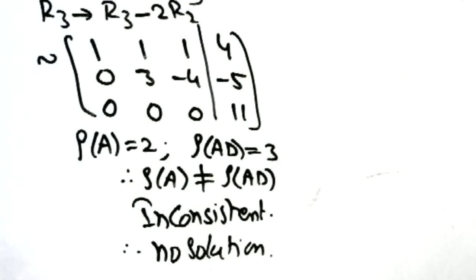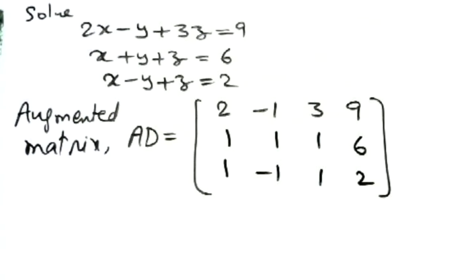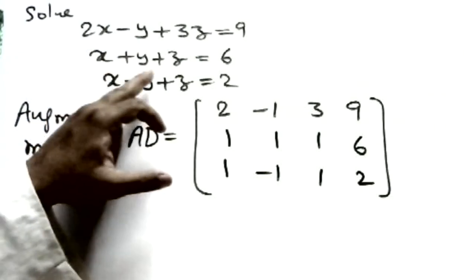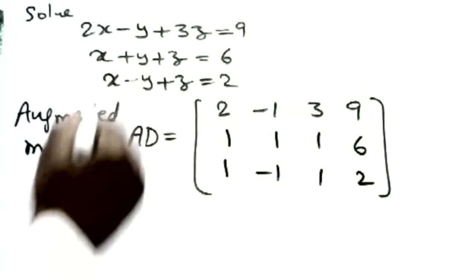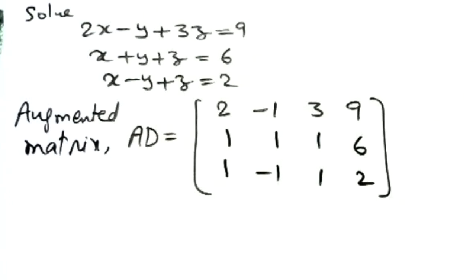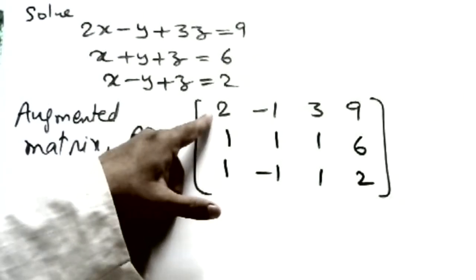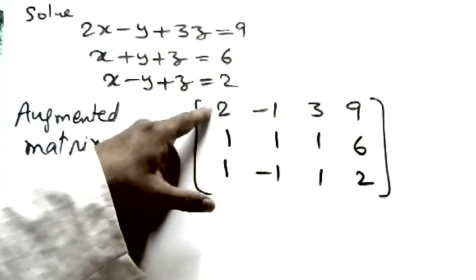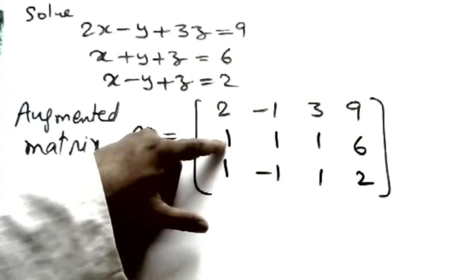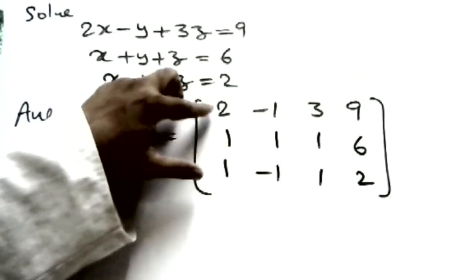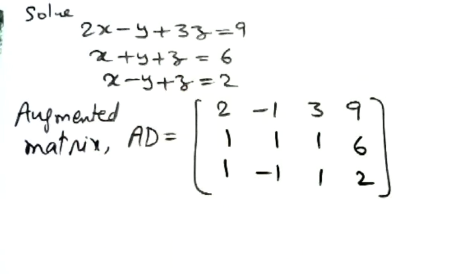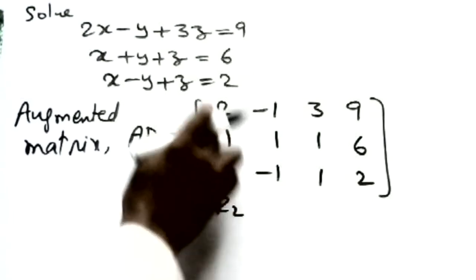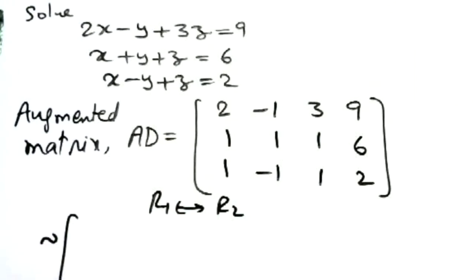So let me do one more question. See, one more question is there on the board. Now I have written the augmented matrix: 2, minus 1, 3, 9; 1, 1, 1, 6; 1, minus 1, 1, 2. See here, the first step is to make these two zeros using R1. But if in place of 2 we change this to 1, it will be easier to make zeros. We bring R2 here, so we will bring 1 here. So we can change like this: R1 interchanged with R2.